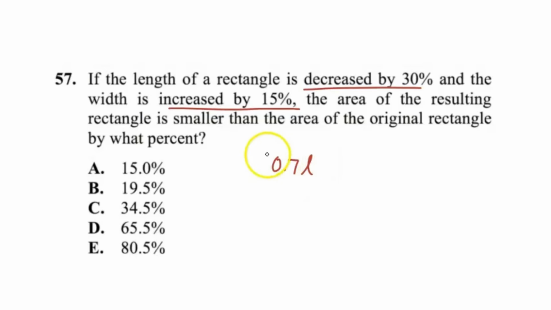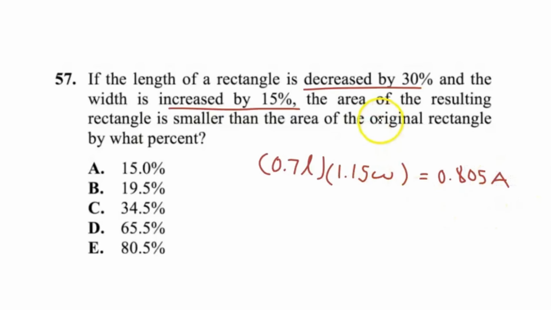And then to find the area, we're going to multiply this whole thing by the width. The width was increased by 15%, so this is just multiplied by 1.15, and that's going to be our width. And we do some math here. 0.7 times 1.15 is going to give us a value of 0.805 of our length times width, or our area.